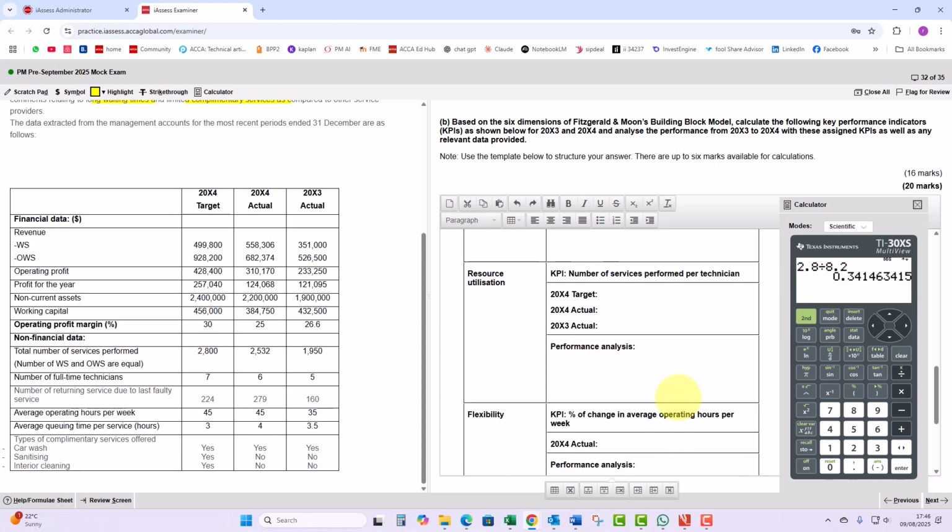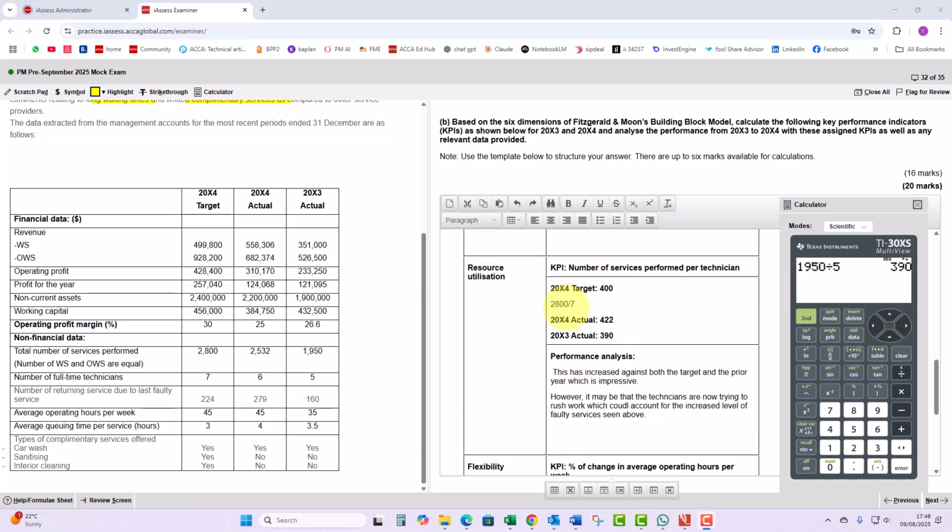Next, on to resource allocation, the number of services performed per technician. The resource utilization calculation is relatively straightforward: number of services divided by technicians. We've seen an increase compared to the prior year and higher than the target. In our analysis, this has increased against both the target and the prior year, which is impressive.